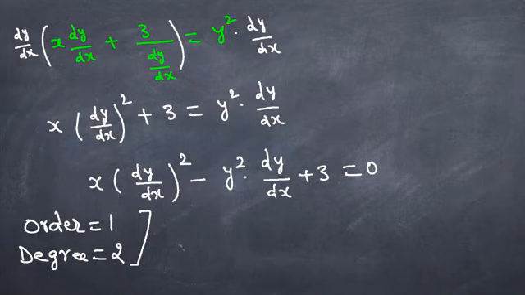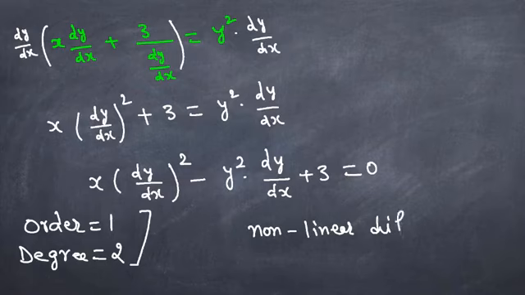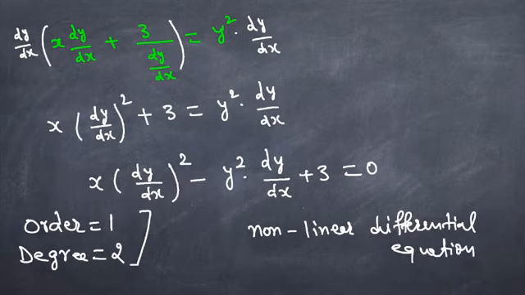And now we need to tell if it's linear or non-linear. So for a linear equation, degree needs to be 1. So the first condition didn't meet our condition for a linear differential equation. So that means this is basically a non-linear differential equation. See? So degree is not 1 and the function is multiplying with itself and it's multiplying with the derivative of the function. That's why it's non-linear.